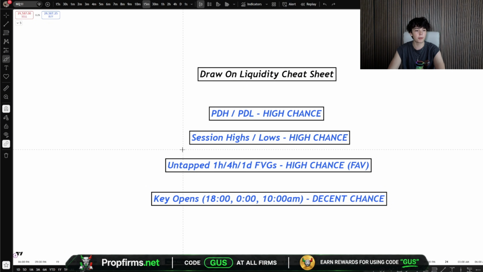Crazy good levels. Now we have session highs, session lows. These have a high chance as well, but here's what's important to note. London session is going to have a higher probability of getting hit than Asia, simply because it's more recent to New York, okay? But sometimes you'll go into the market at market open and London session's highs and lows have already been taken out. In that case, go for Asia, but London's going to be the best one for these session highs and lows. So those are high chance.